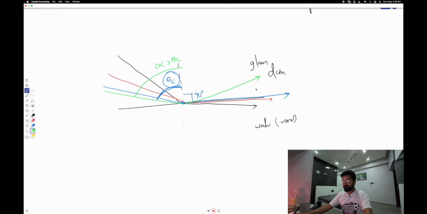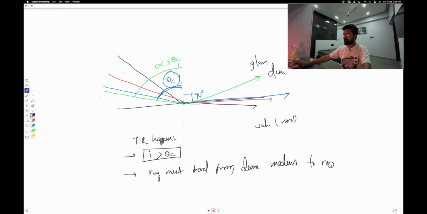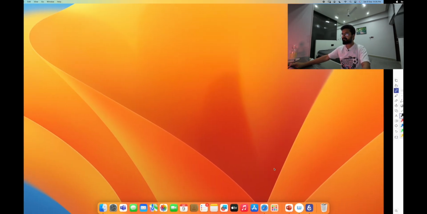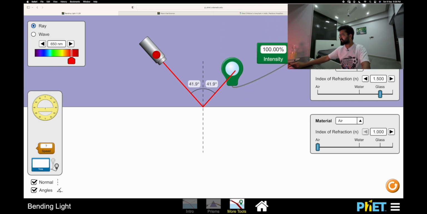So first thing first, for TIR to happen, I'm writing here, the angle of incidence must be greater than the critical angle. Second thing, the ray must travel from denser medium to rarer medium, right?